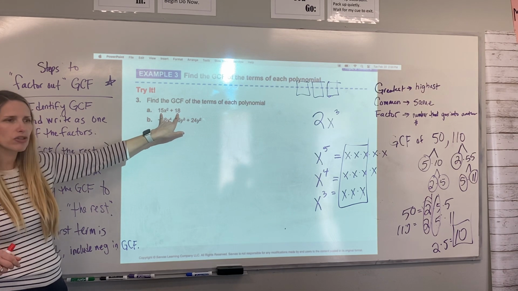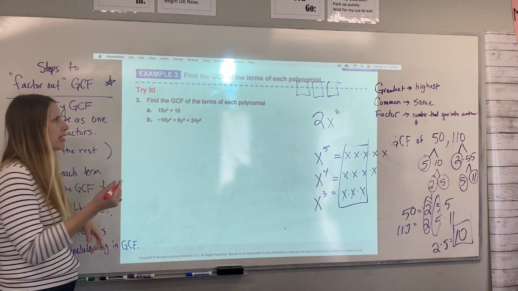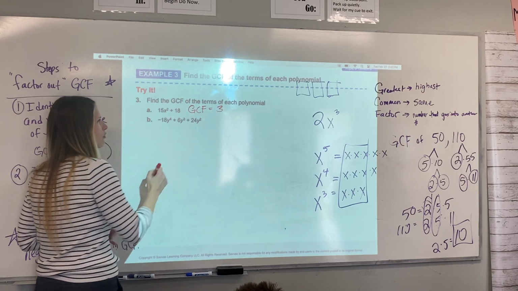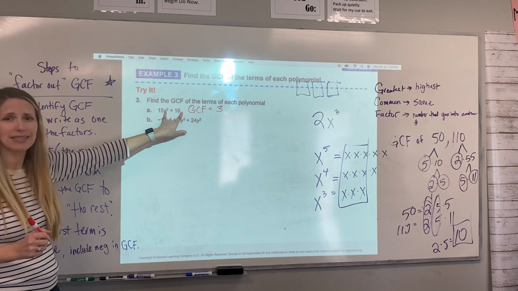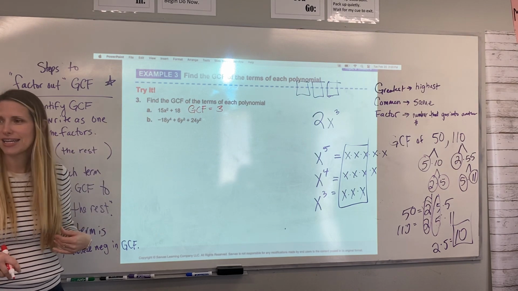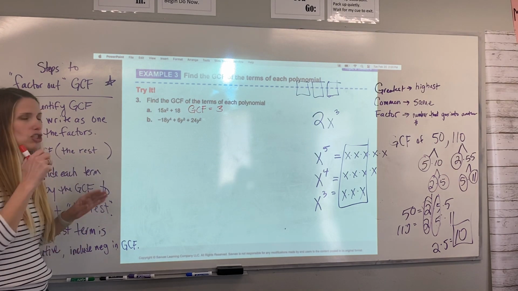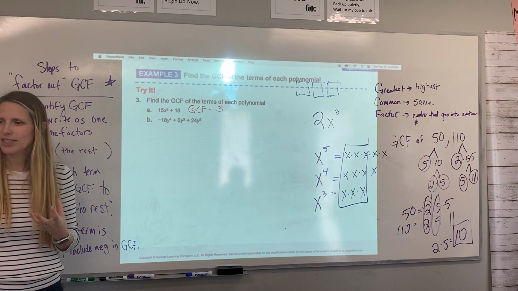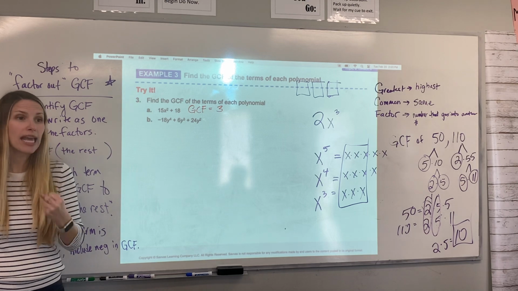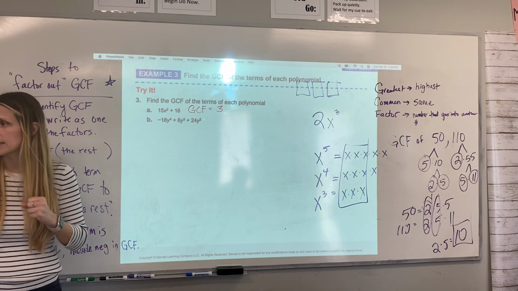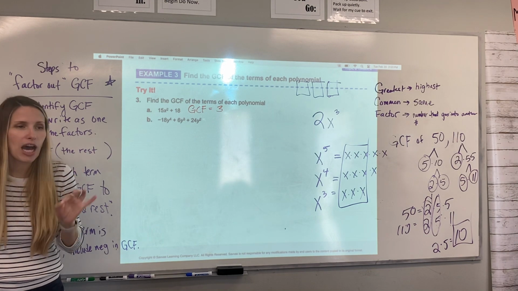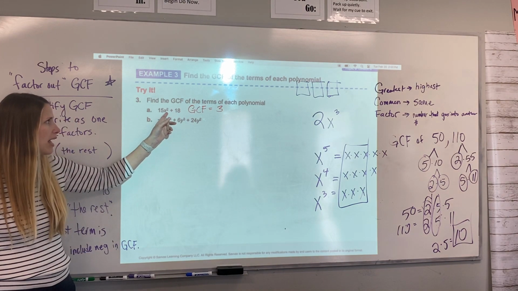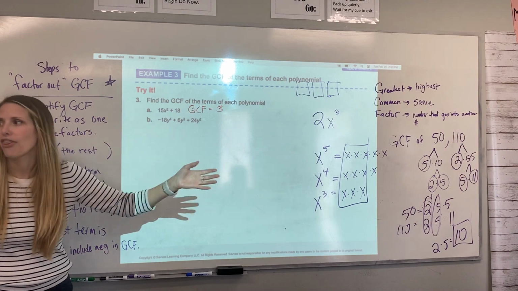The greatest common factor of 15 and 18 is what? 3. The greatest common factor of x squared and nothing is nothing. So it's just 3. And this is where we have to just be okay with the fact that sometimes there might not be a common factor. There is no common factor of x squared and nothing.